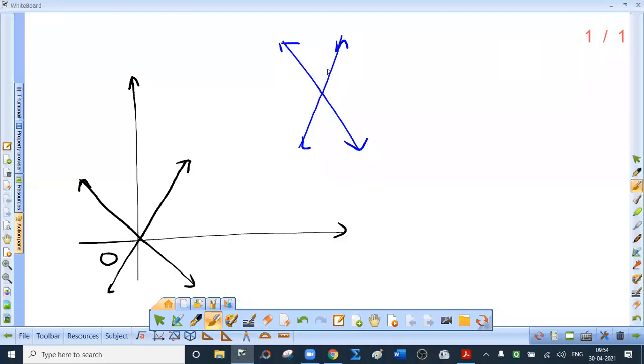See, if these are the lines represented by general equation, then lines parallel to these two passing through origin will be represented by which equation? Second degree homogeneous equation. So angle between these two lines is the same as angle between these two lines. And that is why we use the same formula. Tan theta is mod of 2 root h square minus ab upon a plus b.